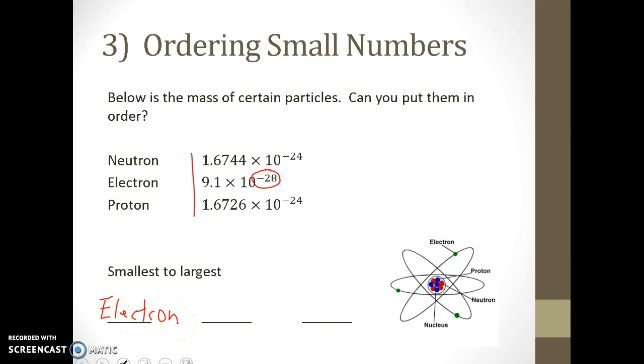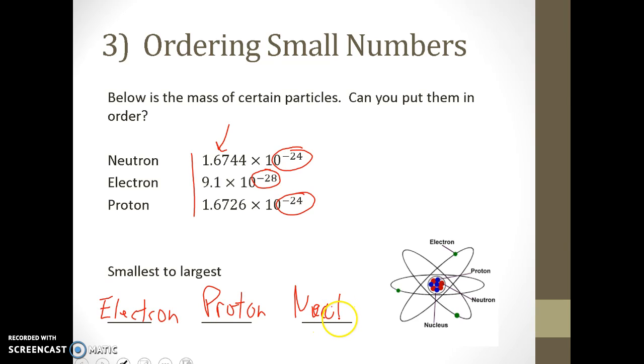And then we have the neutron and the proton both have an exponent of negative 24. So those decimals are going to be lined up, but then we have to look at the actual numbers. Which one is the smallest number? We have 1.672 is smaller than the 4. And so the next smallest one is the proton. And the biggest of these is the neutron.